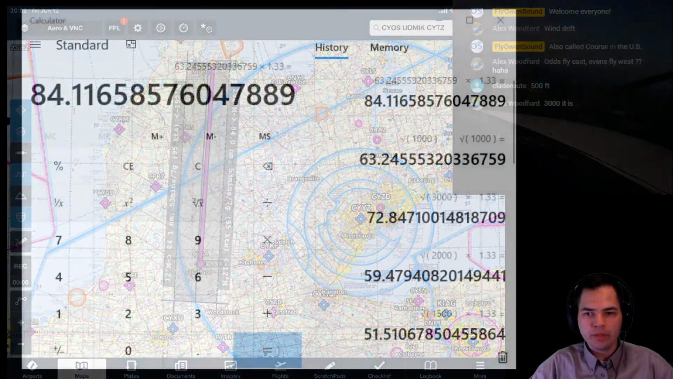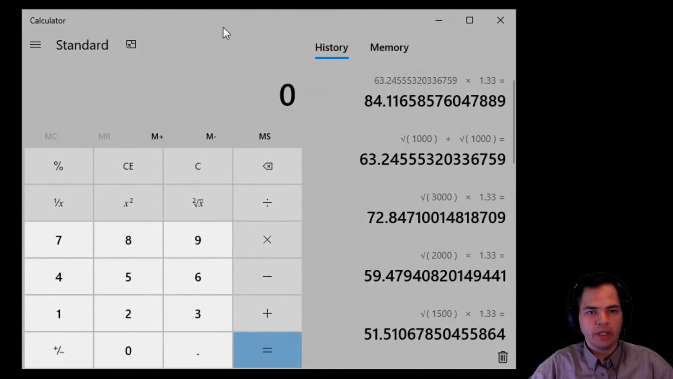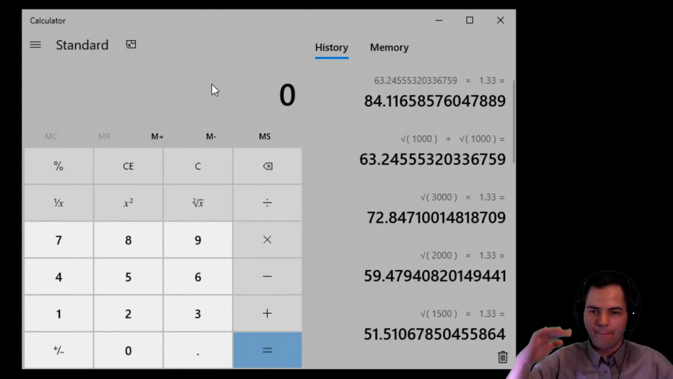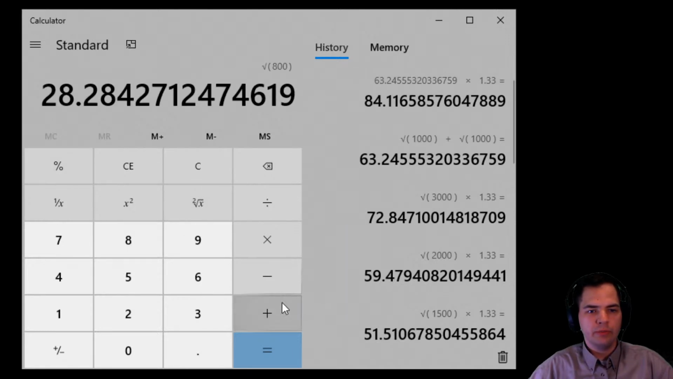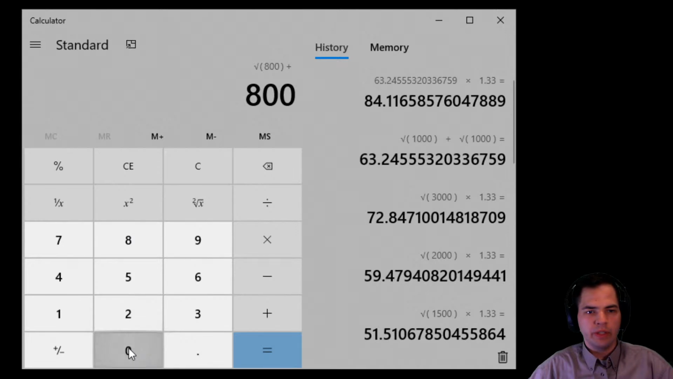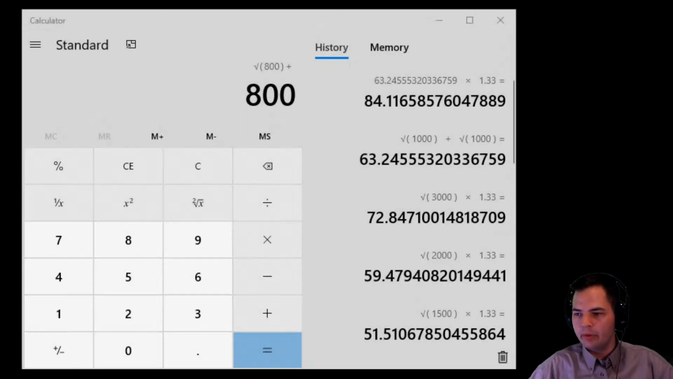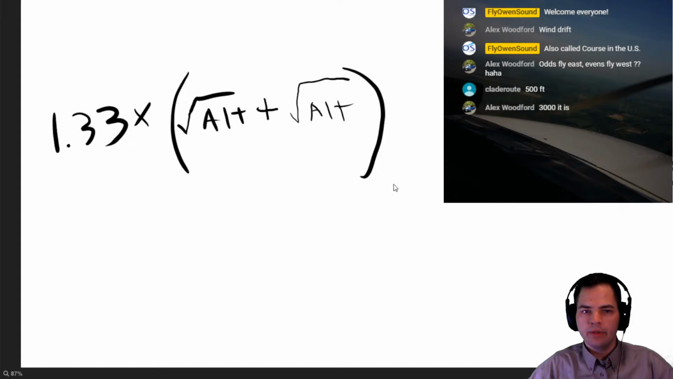Okay, so let me go back to more trial and error and trying to figure out a little bit lower down, maybe 800 feet. I wonder if we could reach them at 800 feet. So square root of 800 plus square root of 800, and again, remember the formula here. So I'm doing 800 square root plus 800 square root. I'll figure out what that is and then multiply the whole thing by 1.33. So that's what I'm doing there.